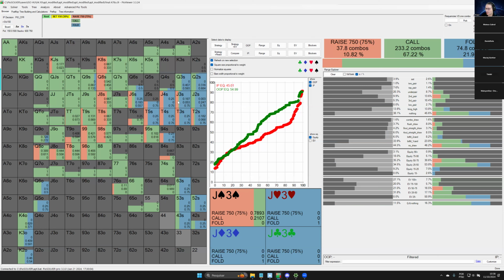We obligate the out of position player to have a difficult decision with Jack 3 backdoor flush draw. Why is it difficult for the out of position player here with Jack 3 flush draw, sorry? Why do you think, guys, it's difficult here in human terms, in human language terms? Why do you think it's going to be a difficult decision for a player that thinks about the future with Jack 3 suited here?